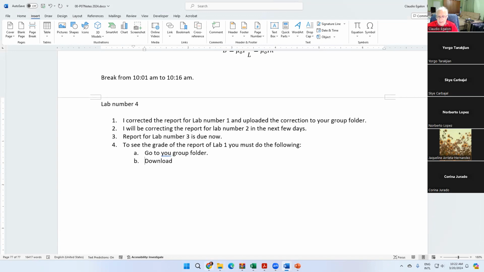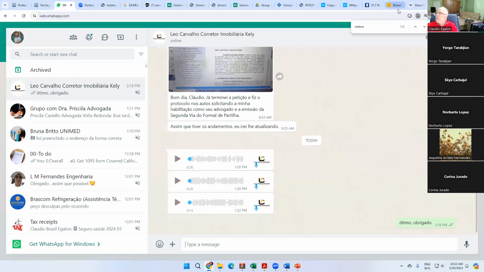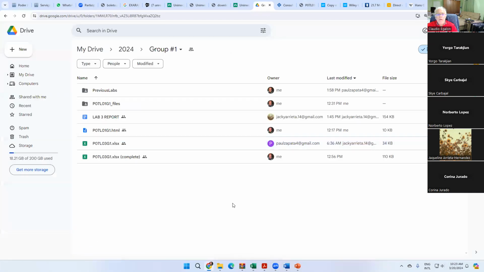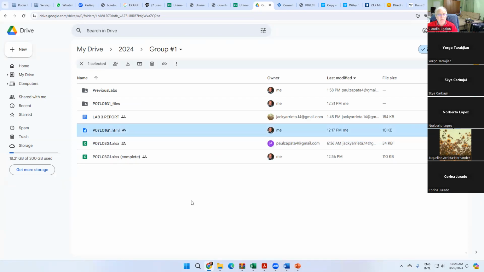B. Download. Let's go to your group folder. Am I sharing the screen, by the way? Yes, no? Let's see. Right in here. When you go to your group folder, make sure you look for the HTML file, P07L01G, group number, and also look for the folder associated with this HTML file, okay?